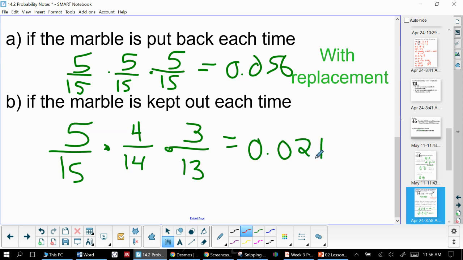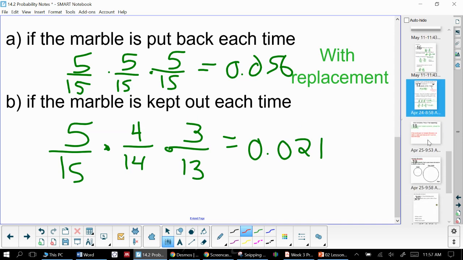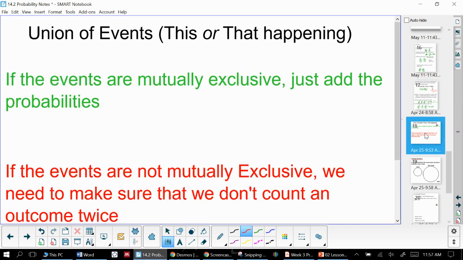And that's just showing the idea that there are fewer and fewer red marbles if we keep those out, which has a big impact. Okay, now this is probably the most complicated part, or at least the hardest to keep your head wrapped around. This is the union of events, the idea that we could be talking about the probability of this or that happening, one thing or another.